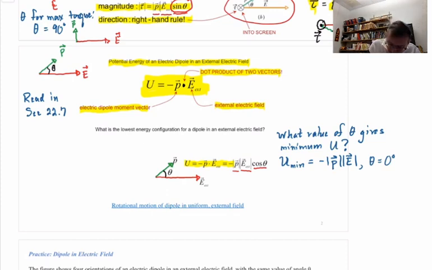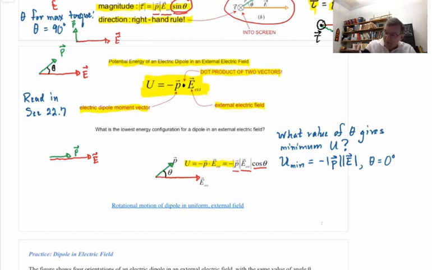So the minimum energy configuration is when P and E are lined up like that. Well, that's the one configuration where if I put it there and let go, it'll stay. It's not the only one, but it's the stable one. So I guess not surprisingly, that configuration where it will stay if I put it there is the lowest energy one.